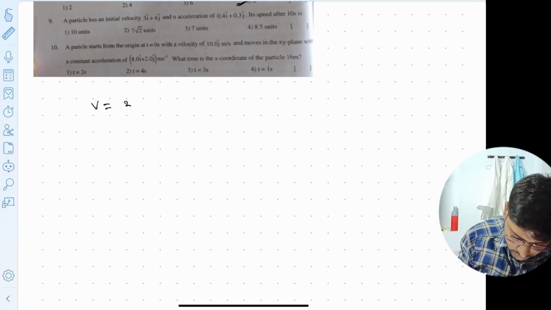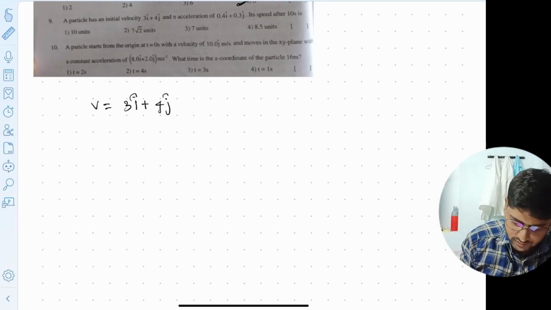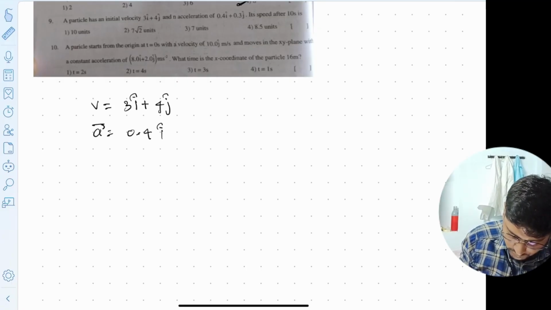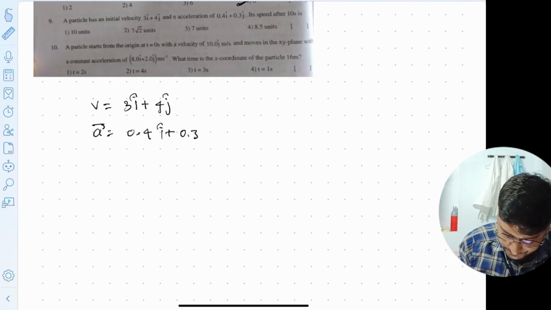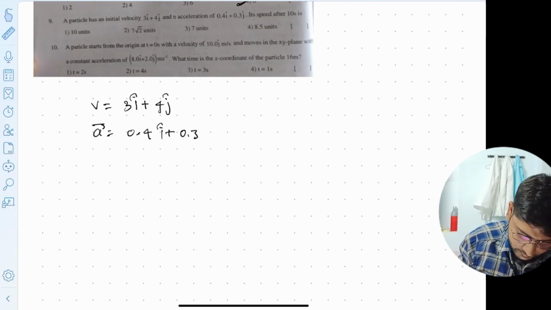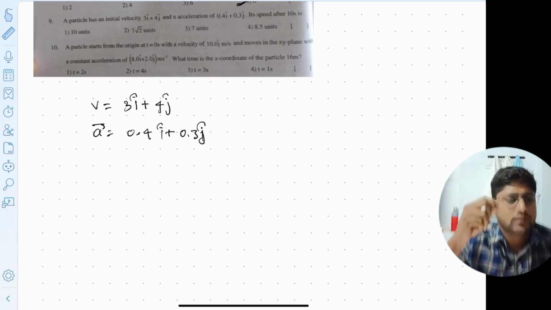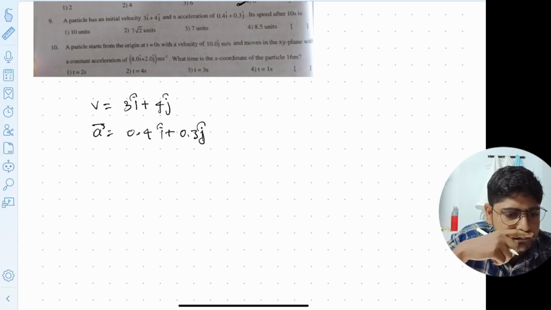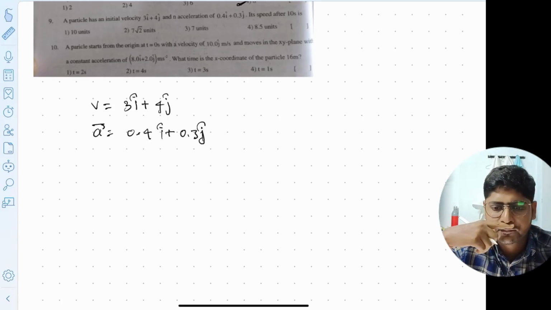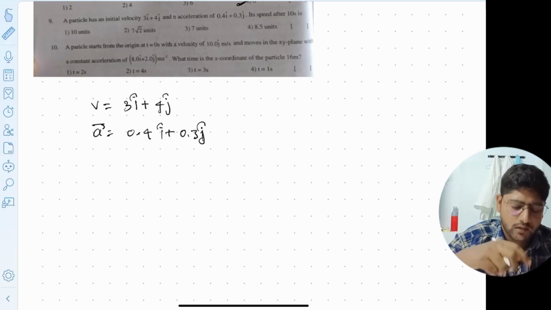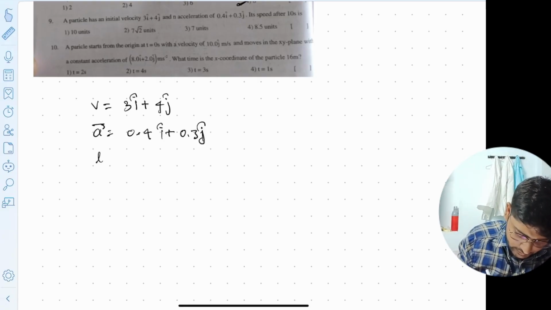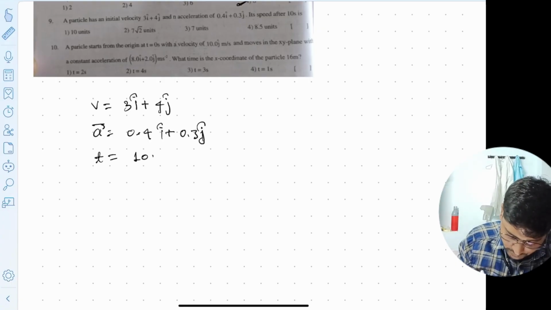v equals 3 i cap plus 4 j cap. Acceleration equals 0.4 i cap plus 0.3 j cap. We are given time equals 10 seconds.